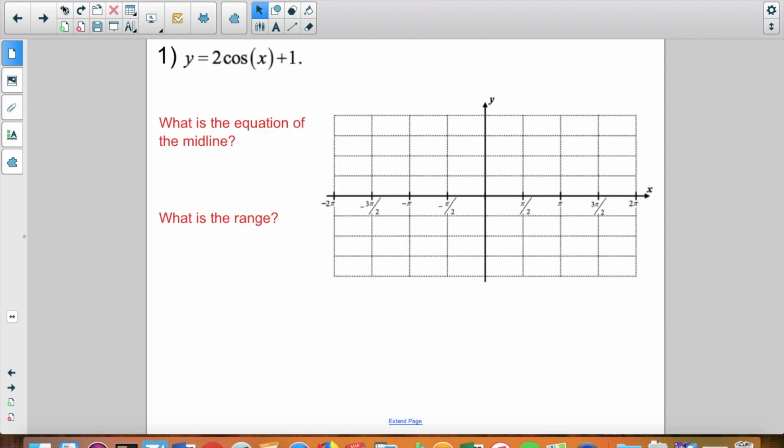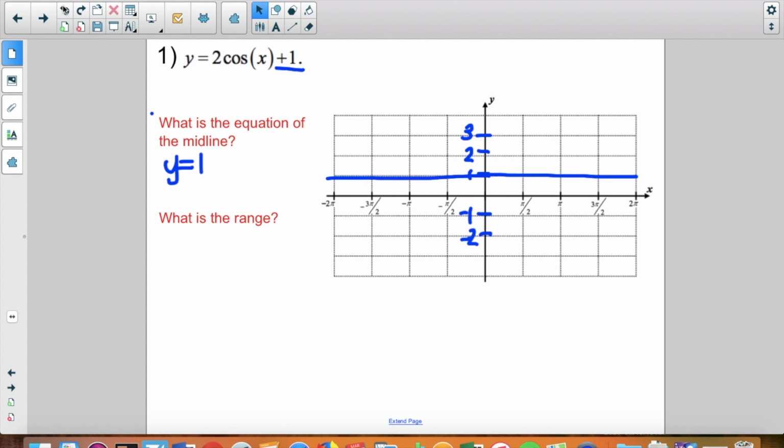All right, so let's graph number 1, which is 2 cosine x plus 1. First question is, what is the equation of the midline? I'm going to start here because this is the first time we're seeing it. Notice there's a 1 added to the cosine of x. That tells us that our midline is at y equals 1. So y equals 1 is right here. Just going to label our graphs a bit. So I'm going to draw a line at y equals 1. And this will represent our midline.